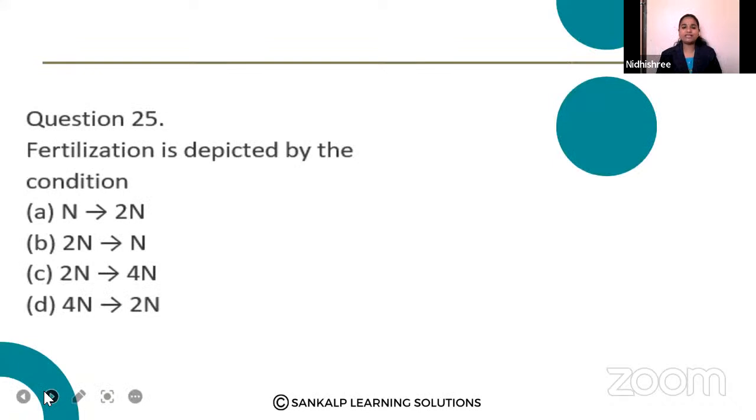Last question. Fertilization is depicted by which of the following conditions? A, n to 2n, haploid to diploid; B, diploid to haploid; C, diploid to tetraploid; D, tetraploid to diploid. Very easy question. Very good. Option A, that is haploid to diploid, is the right answer.